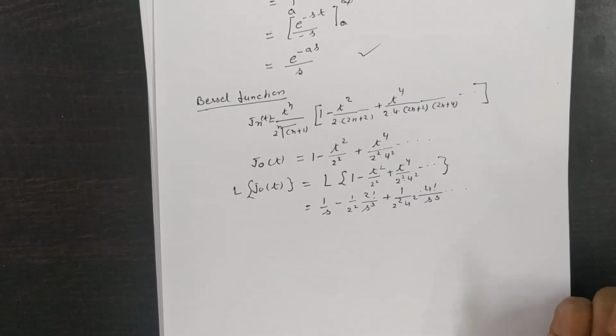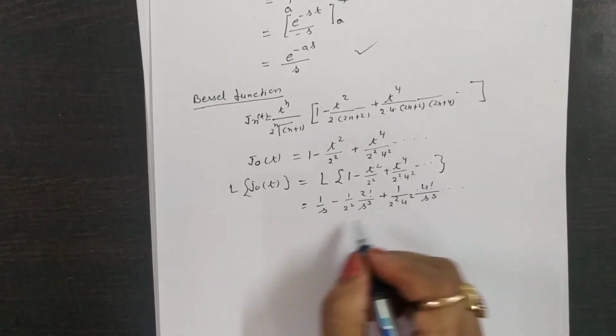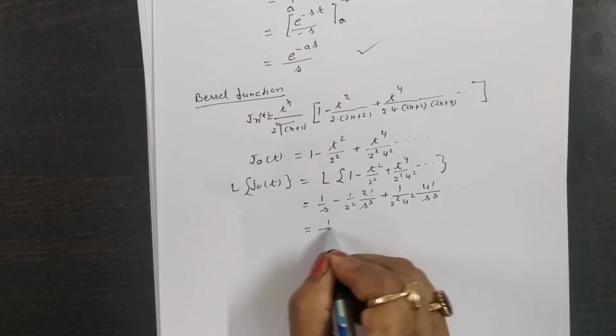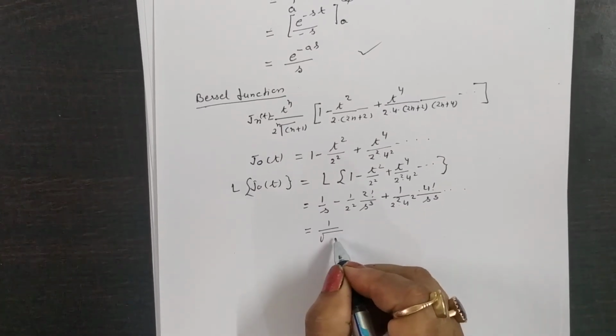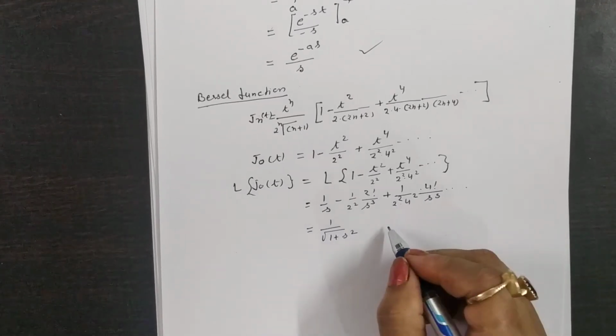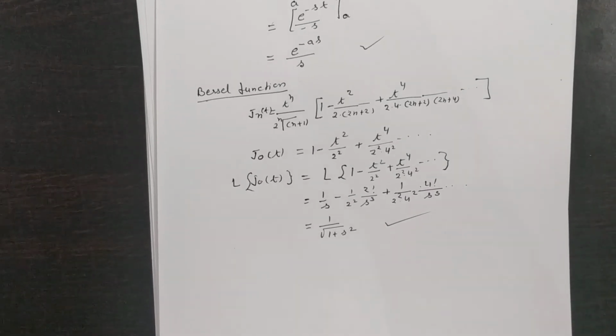This is the result for the Laplace transform of the Bessel function. If you solve this series, it can be written as 1 by the square root of 1 plus s square. This is the value of the Laplace transform of the Bessel function of zeroth order.